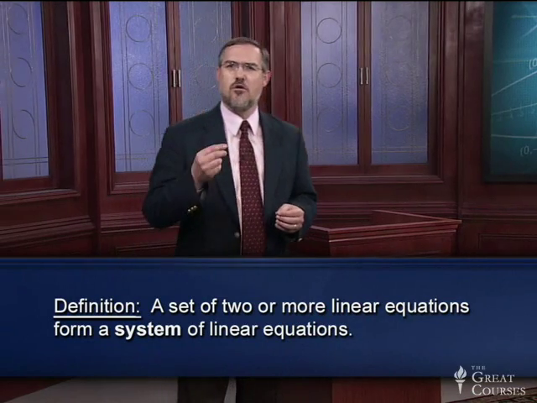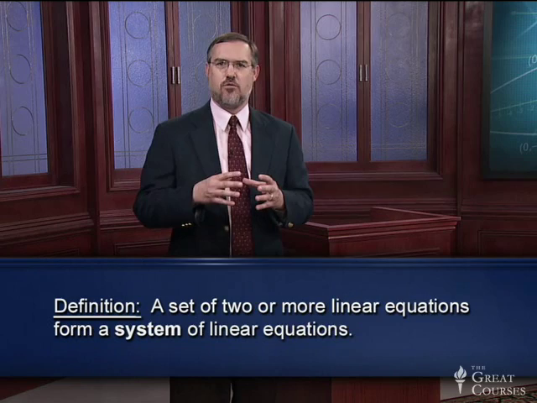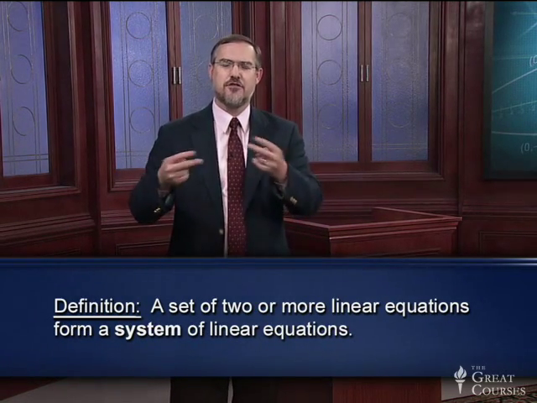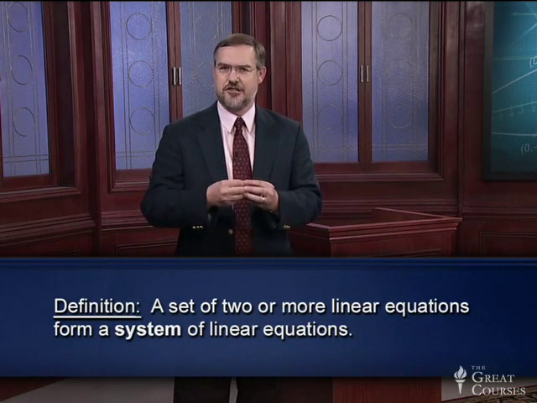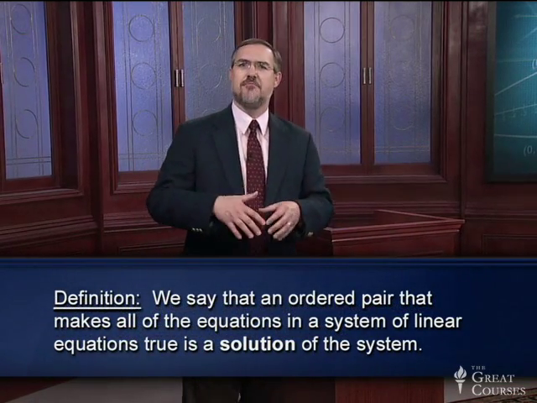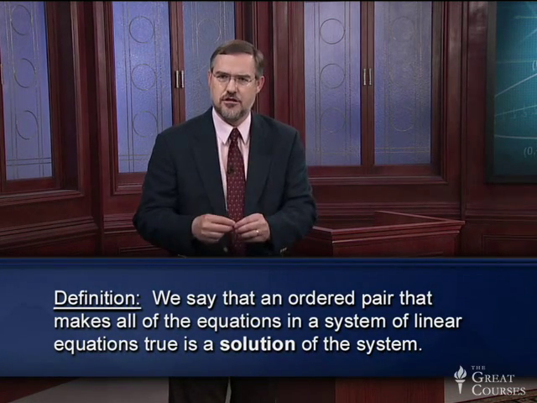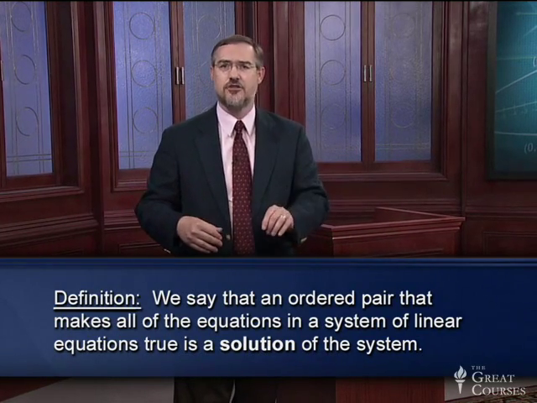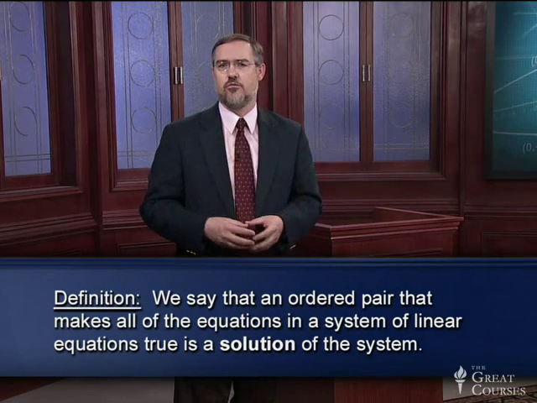A set of 2 or more linear equations form a system of linear equations. So just like the cost of the car and the color of the car were 2 different things, here we're going to have 2 different equations that are going to form a system of linear equations. We say that an ordered pair of numbers that makes all of those equations true is called a solution of the system. Just like one car, which is red and doesn't cost very much and gets good gas mileage, that one car would have been a solution of your original problem.